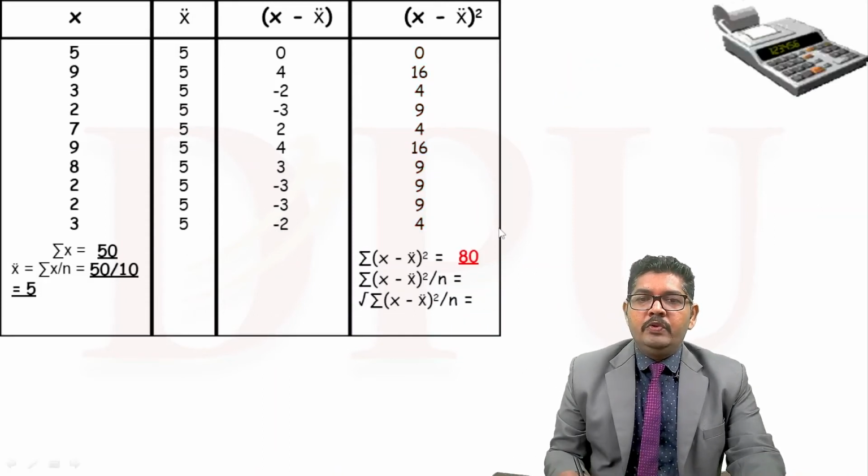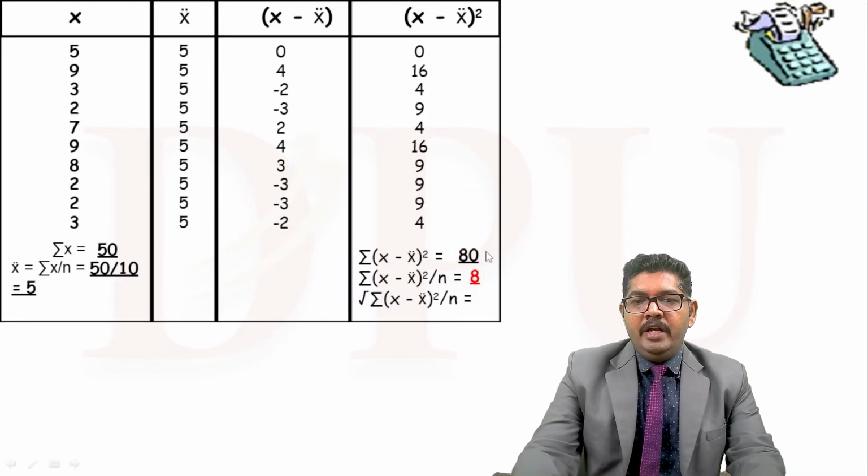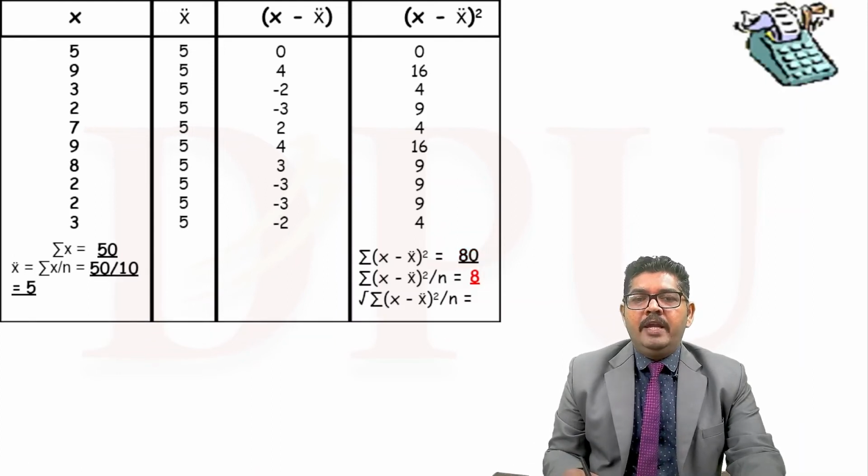So this is equal to 80. Summation of (xi minus x bar) square is equal to 80. Then summation of (xi minus x bar) square divided by n. How many data values are there? 10. So 80 divided by 10 will be equal to 8. Here it is. Then summation of (xi minus x bar) square divided by n and root of it.